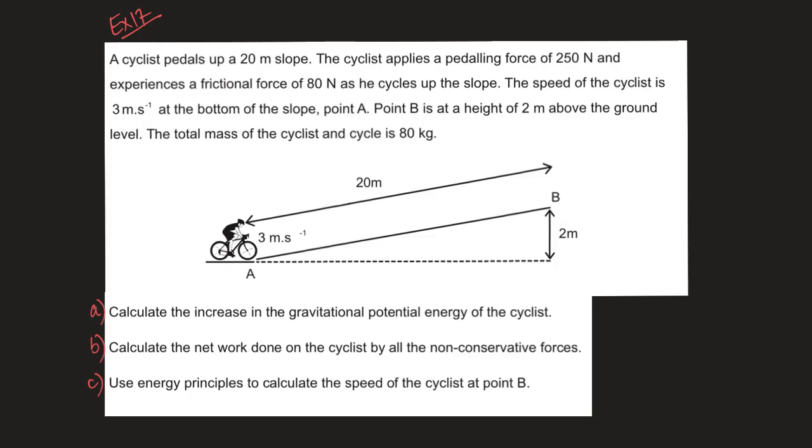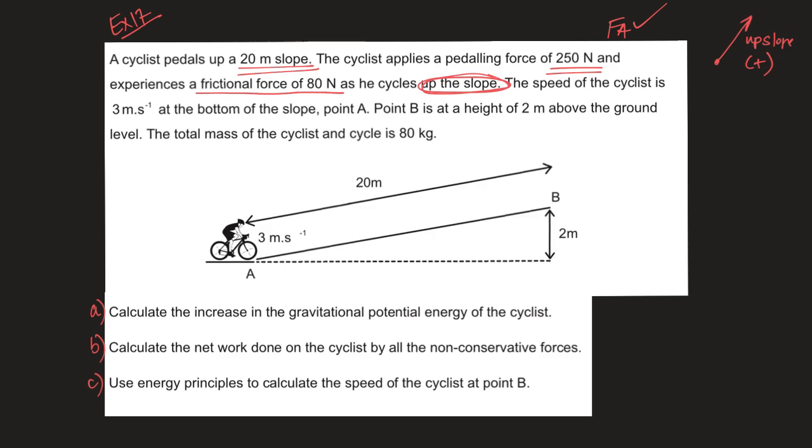All right, example 17. A cyclist pedals up a 20-meter slope. Let's just underline some of this information. 20-meter slope. The cyclist applies a pedaling force of 250 newtons. So I know now I've got force applied. And he experiences a frictional force of 80 newtons as he cycles up the slope. So I know that I'm going to take up the slope as positive, and anything going down would be negative.